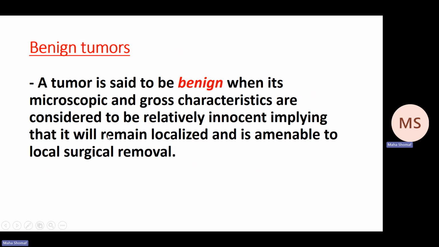And that's why the tumors, in order to be described as benign, their microscopic and gross characteristics are relatively innocent, implying that they will remain localized to the site of origin, and benign tumors are amenable or accessible to be removed surgically. So this is a very important aspect in differentiation. Benign tumors can be removed because they are localized to the site of origin.